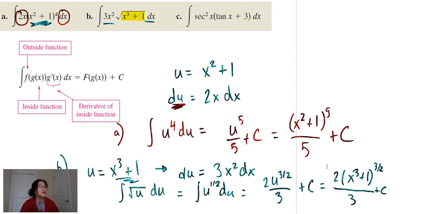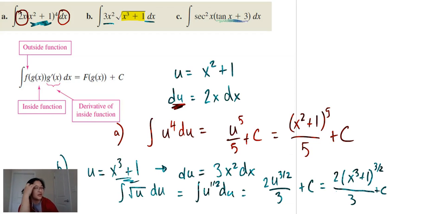Okay. What about for letter C? What is our peanut? What's the inside function? I think the inside function here is tangent x plus 3. And why, Ms. Contreras? Why is that our inside function?